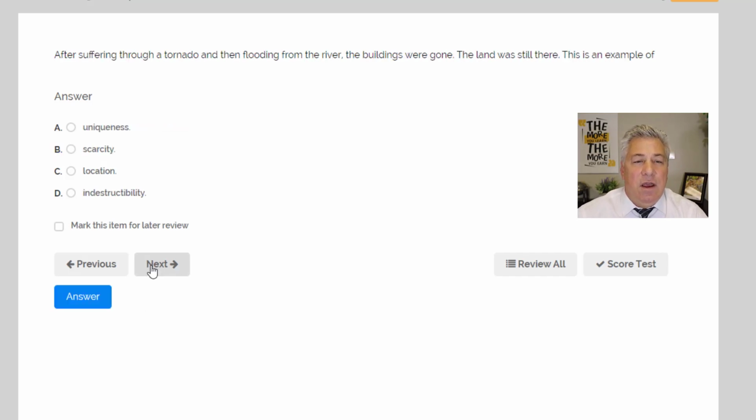Our next question, number 6. After suffering through a tornado and then flooding from the river, the buildings were gone. The land is still there. This is an example of: A, uniqueness; B, scarcity; C, location; or D, indestructibility.